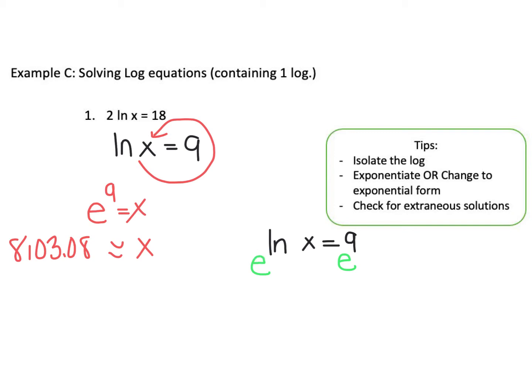Well, this is inverses. An exponent raised to a log of the same base, they undo each other, and we just get on the left side that x, and on the right we have e to the 9th. So it's really whichever method you prefer. Neither is really more steps. It's just probably exponentiating is kind of a new concept to you.